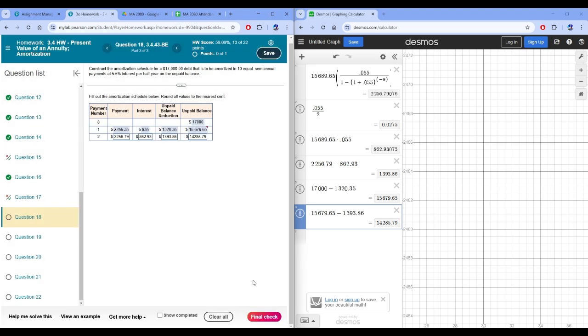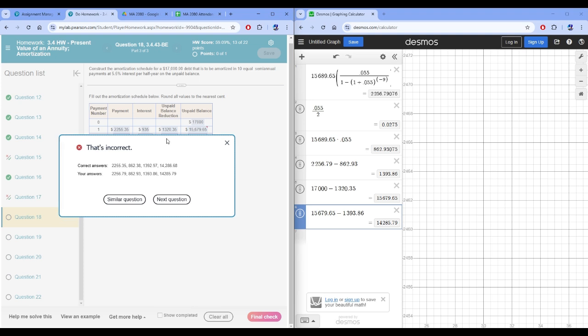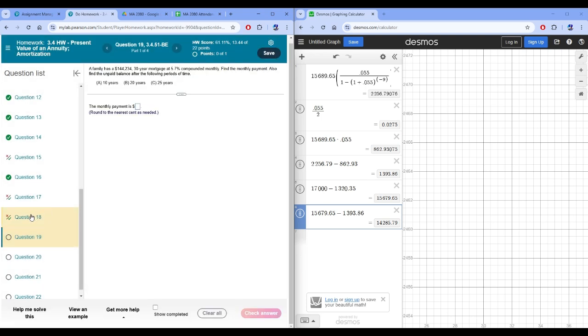How off am I? Oh, it's the same payment. 2255.35 is just the same payment, what you're going to be paying. The interest you have to recalculate. Obviously, then you have to recalculate the amount unpaid. Okay. That was a little tricky. But that made sense, though.